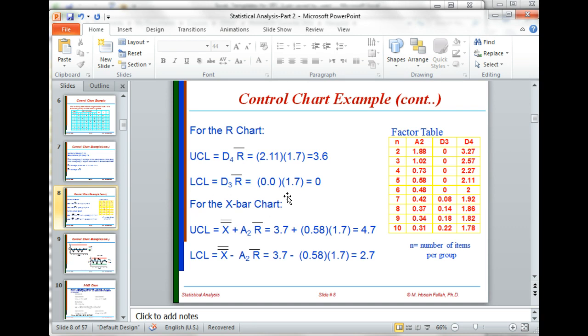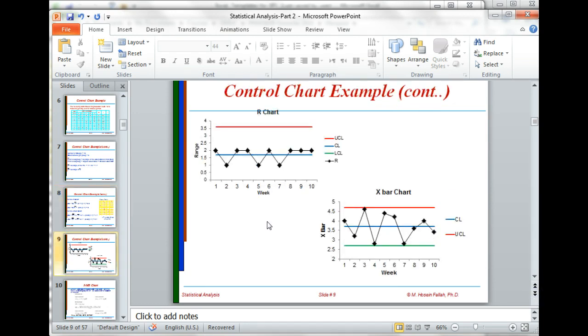For the X bar chart, which represents the variation of the mean, the upper control limit is X double bar plus A2 times the average of the range, R bar, and the lower control limit is X double bar minus A2 times R bar. You can see the resemblance to the mean plus and minus standard deviations, and this is how it has been calculated. In this case, X double bar is 3.7, and the A2 from this table for 5 items in a group is 0.58, times 1.7 gives 1. Adding gives 4.7, and X double bar minus the same amount is 2.7. So now I've got the upper and lower control limits for both the R chart and the X bar chart, and I can now plot my control chart.